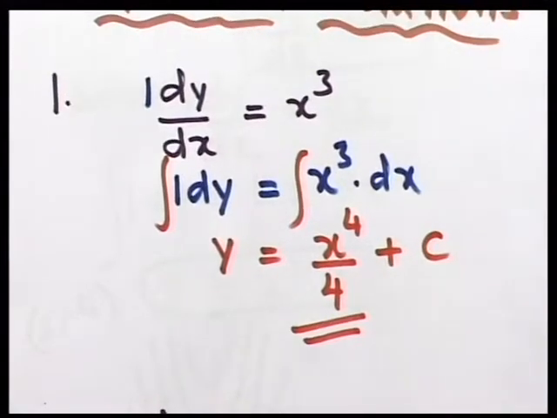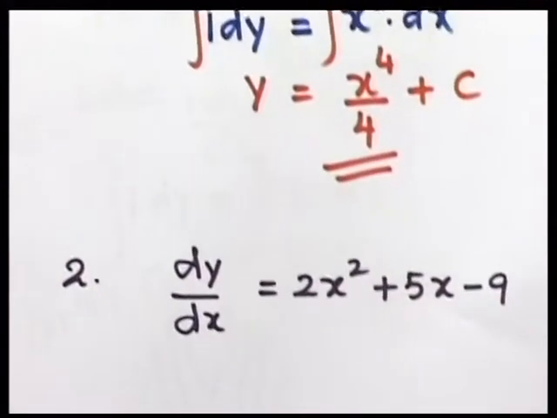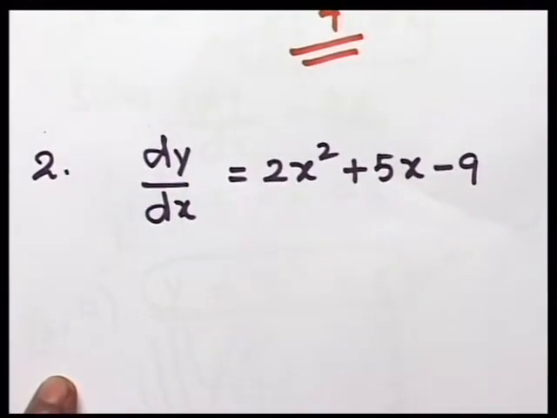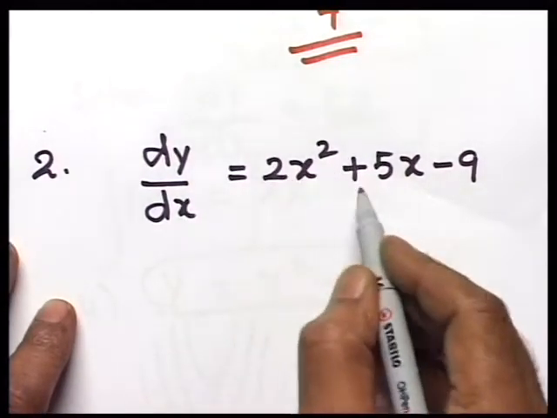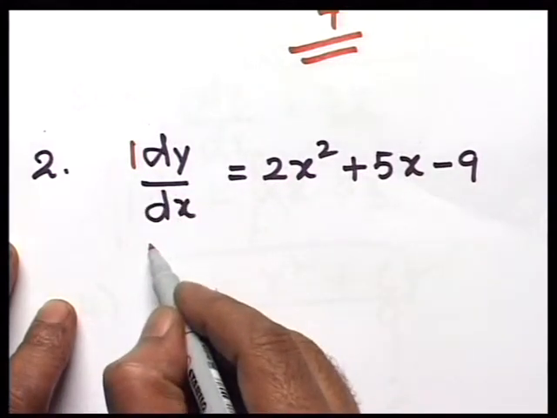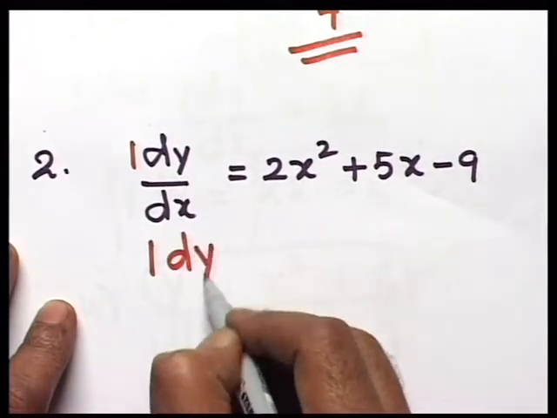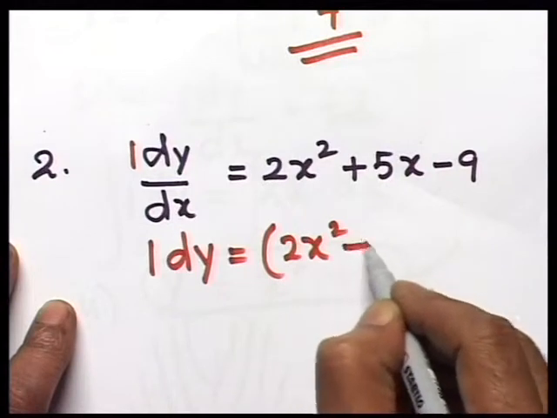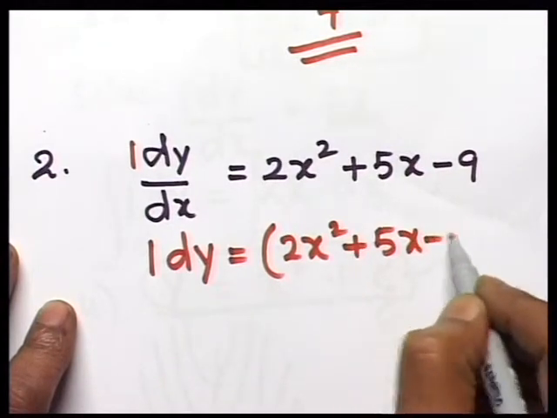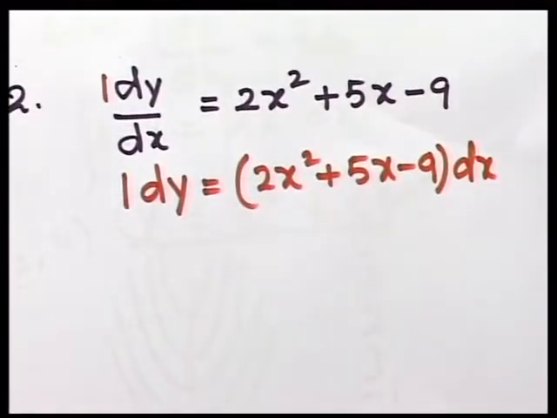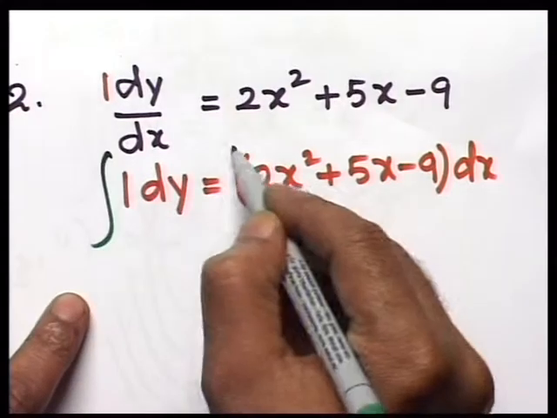Then we have question 2, a similar one. dy over dx is given to me, equals 2x squared plus 5x minus 9. So that's 1. So we keep 1 dy on the left hand side, and inside the bracket 2x squared plus 5x minus 9, close the bracket, and dx. That's what we have. So now we need to integrate on both sides, please, right?